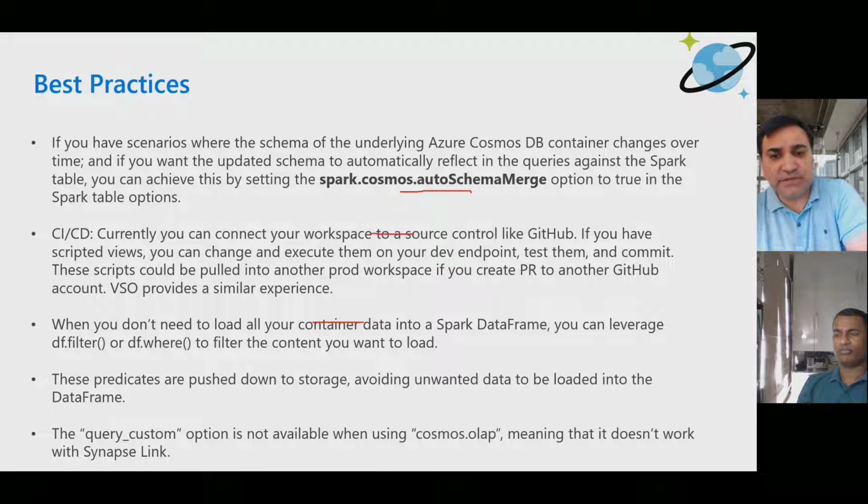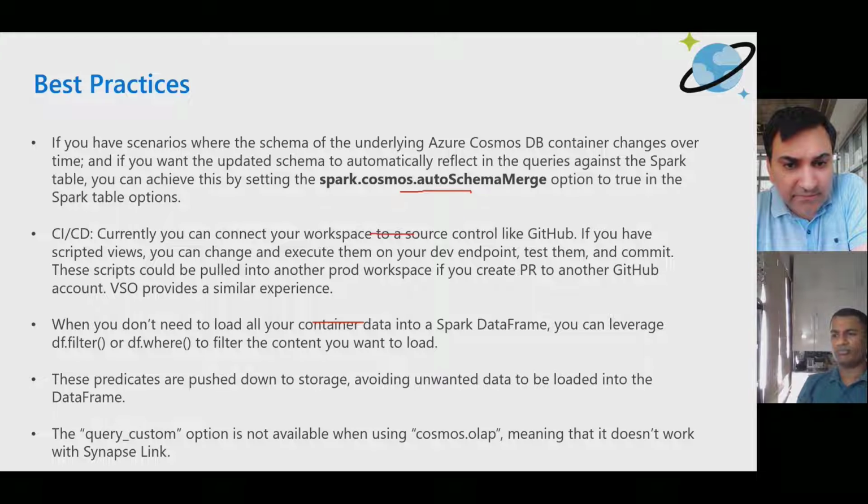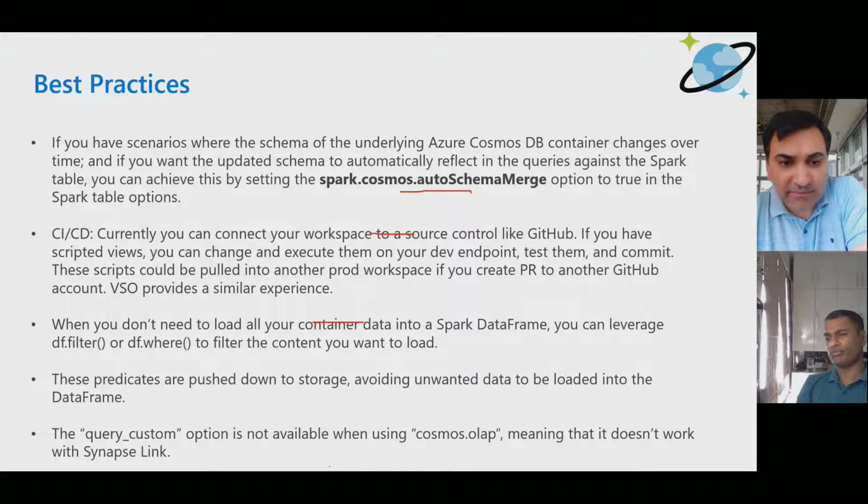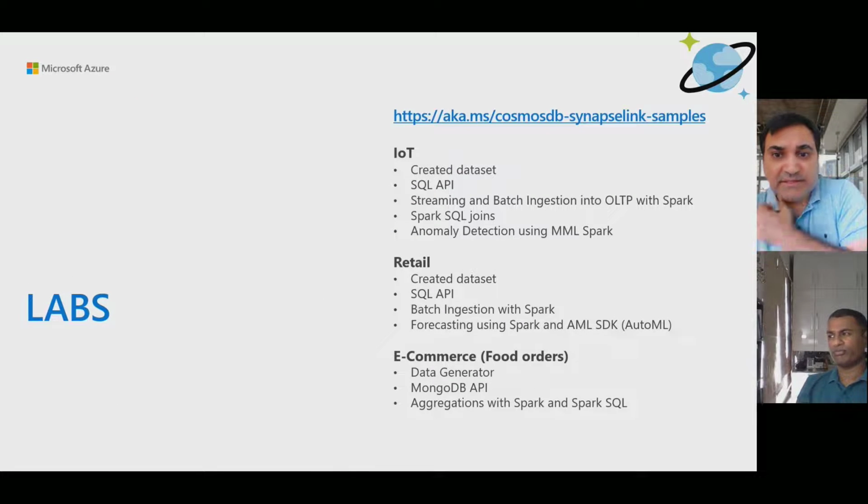For Spark, if you are using a data frame, then you can use filter and where, and all the predicates are pushed onto storage. This will avoid unwanted data coming up. And one important thing is that when using OLAP, query customization is something that is not available with Cosmos DB. Here is a set of labs which is available. You can go ahead and try it out.